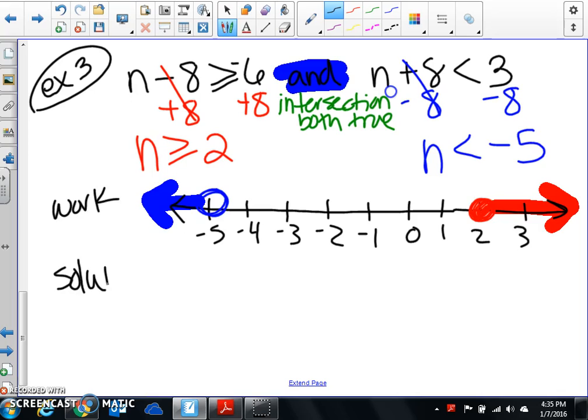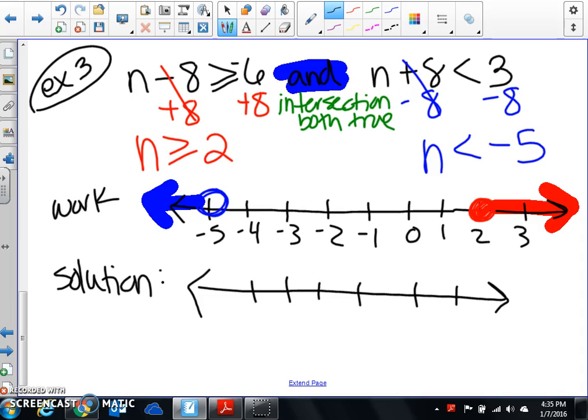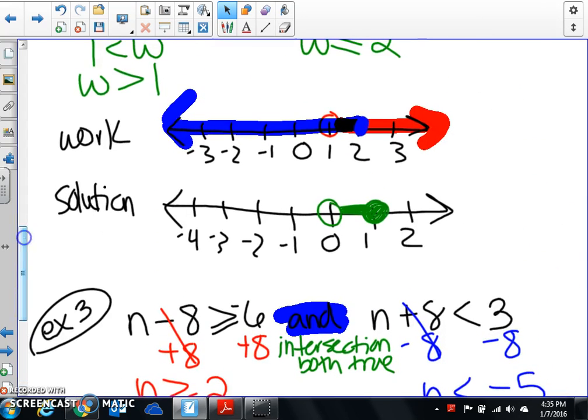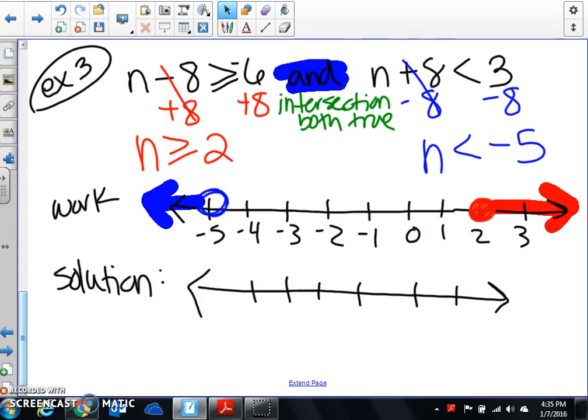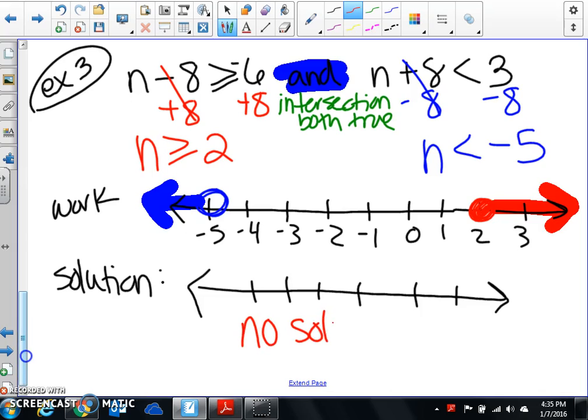So now I need to find my solution. Remember, my solution is where they intersect each other. So now I have to ask myself, is there anywhere on that line where the blue and the red mix? I do not see it. Versus like, look in the last one. If we look in the last one, remember here, they mixed. I don't see anywhere where they crisscross or they mix. Therefore, my solution would be no solution. And it would be a bare graph. You would not do anything.